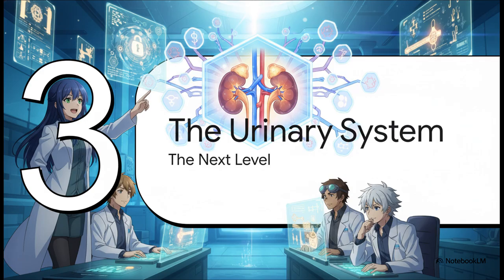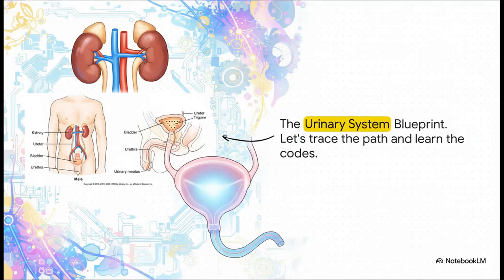So let's level up. It's time to see how all this knowledge builds as we move on to unlock the codes of the urinary system. And here is our new blueprint. The whole deal with the urinary system is filtering waste out of the blood and then getting rid of it. So we're going to start up at the kidneys, follow the tubes down to the bladder, and then trace that final exit path.